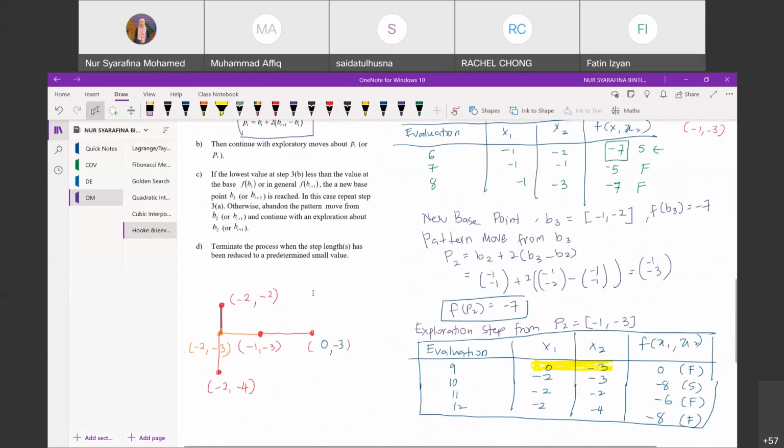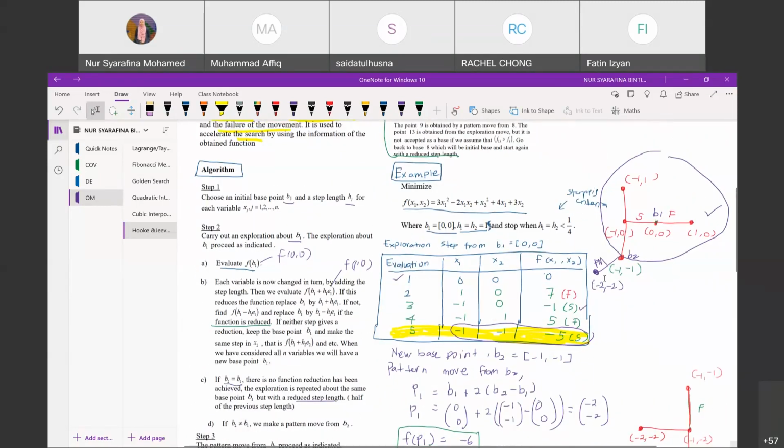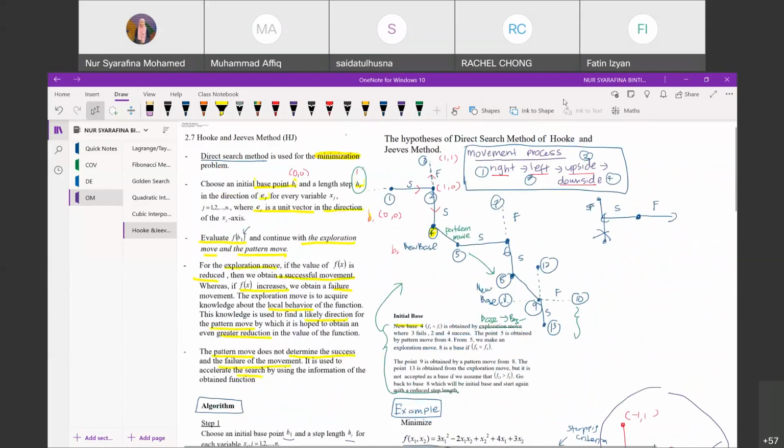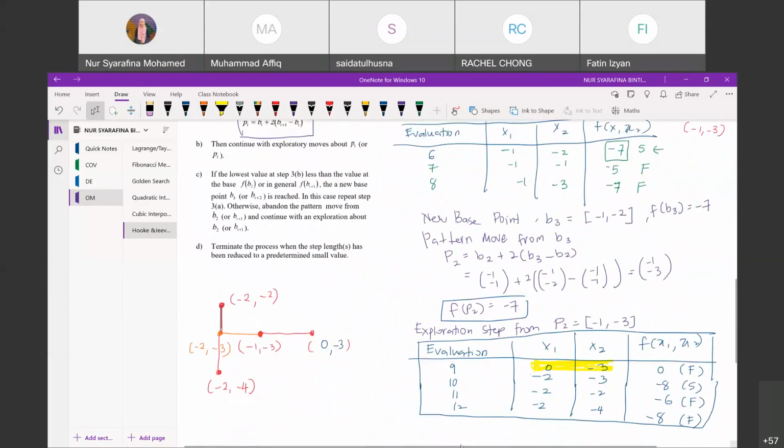Okay, for this exploration, after this we have our new base point, our new pattern move, and then we evaluate again. For each movement, we are going to stop until we complete the movement process. That's why we evaluate again. We don't stop at 12 actually, but we move to evaluation 13 by using our new base point and new pattern move. Clear now?